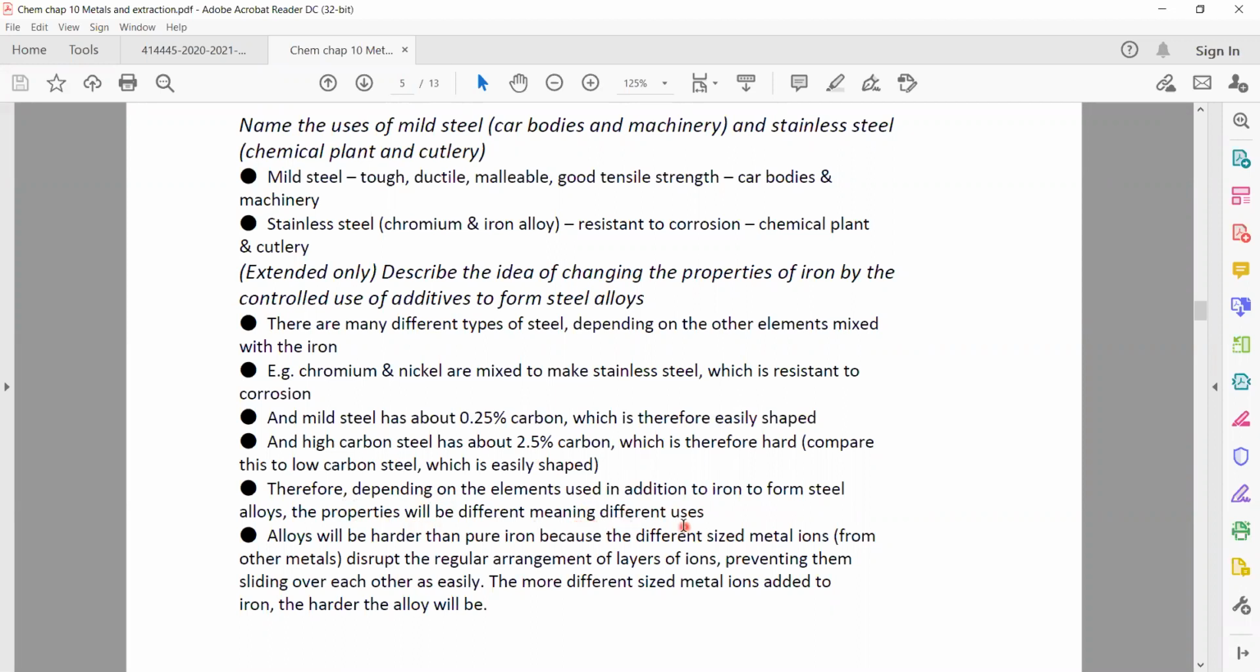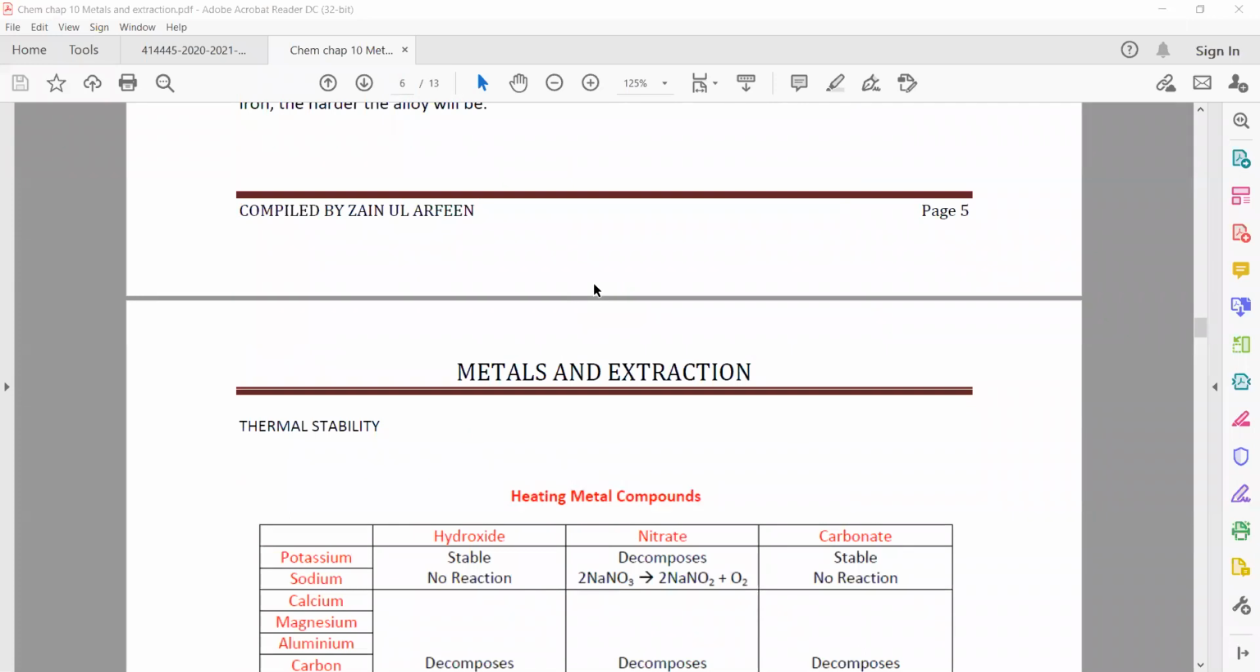And alloys are generally harder compared to pure iron. If they ask why steel is harder than pure iron, what will the reason be? Because atoms of different sizes are there, which disrupt the regular arrangement of the layers and prevent the layers from sliding over each other, so the alloy will be harder compared to the pure metal.